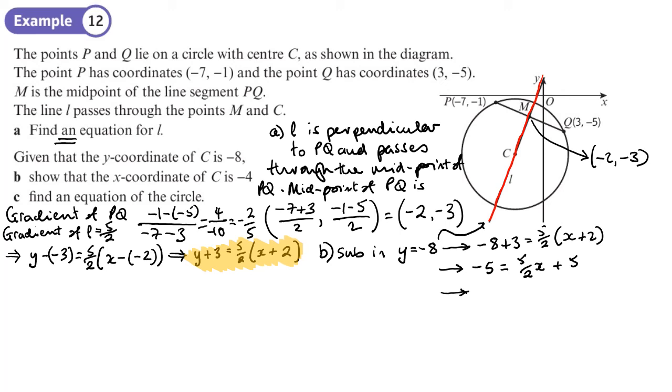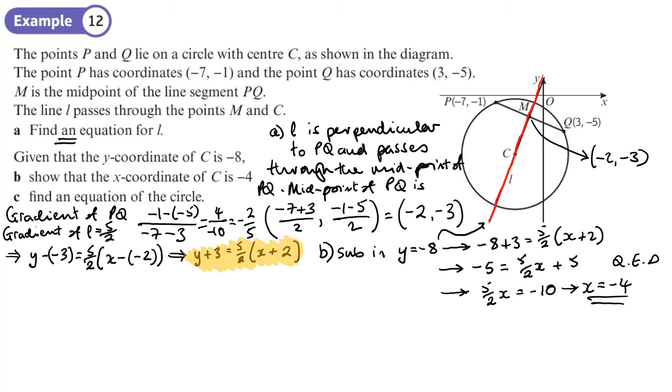Then we'll take away 5 from both sides. We've got 5 over 2 x equals -10. So from there, we will have x equals -10 divided by 5 over 2, or times by 2 over 5, and we get -4. Okay, so that's proven as required.